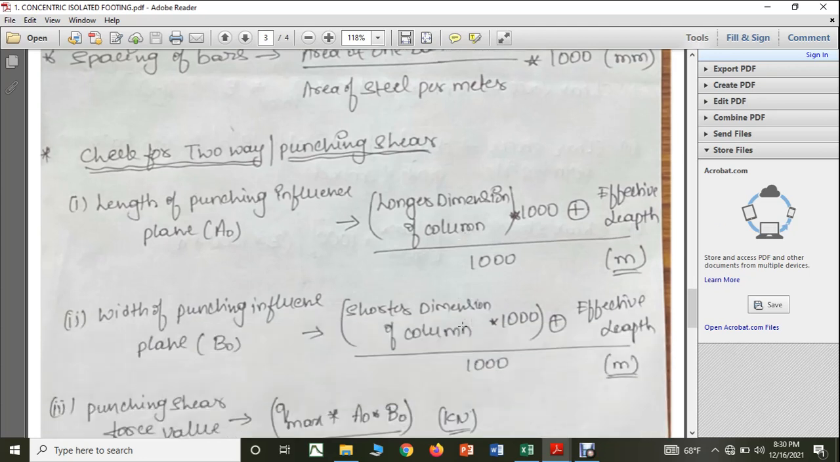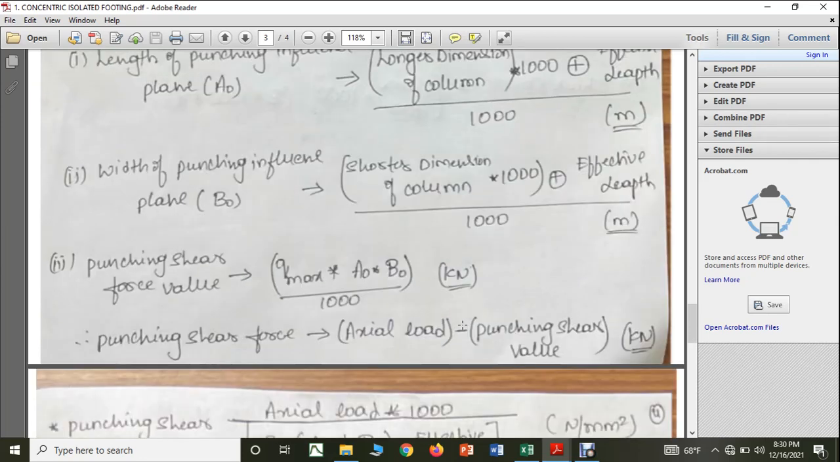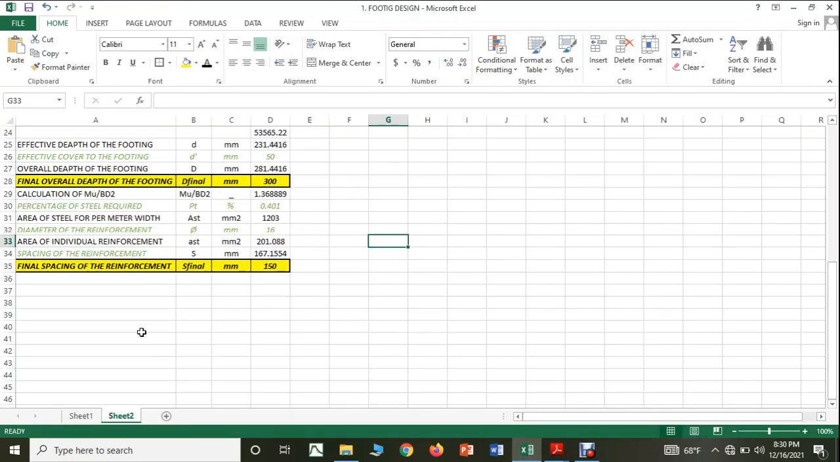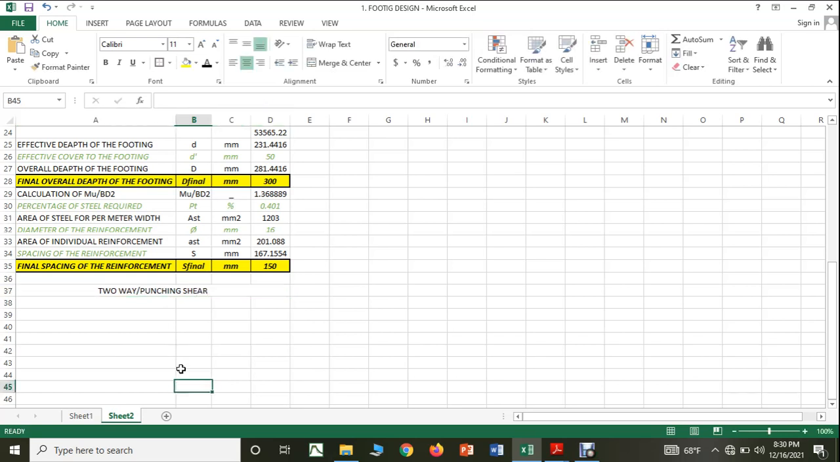Once this is done, your next step is to check for the two-way or the punching shear. So let us do that. We have to check for the two-way or the punching shear. You can give the naming here, I will just merge it and give the naming: two-way or the punching shear.